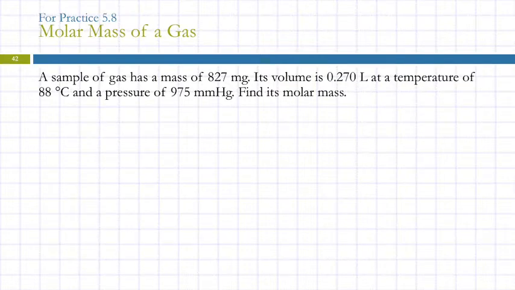So let's do an example. A sample of gas has a mass of 827 milligrams. Its volume is 0.270 liters at a temperature of 88 degrees Celsius and a pressure of 975 millimeters of mercury. Find its molar mass.